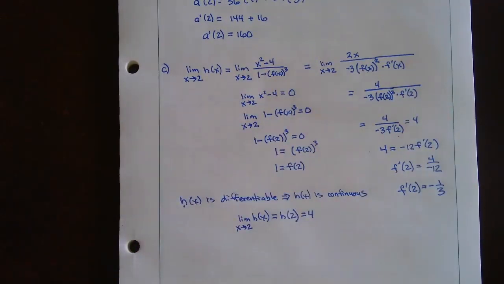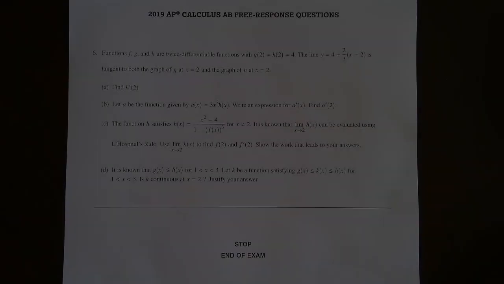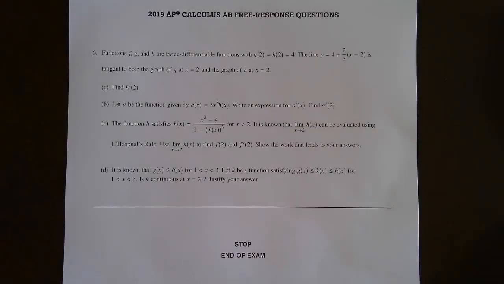All right, so let's go to part D on number 6. For part D, they tell you about the functions g of x and h of x. They tell you that g of x is less than or equal to h of x for 1 is less than x less than 3. Let k be a function satisfying g of x is less than or equal to k of x, which is less than or equal to h of x, for 1 is less than x is less than 3. So k of x is sandwiched in between these two functions. And they're asking you, is k continuous at x equals 2? And then justify your answer.